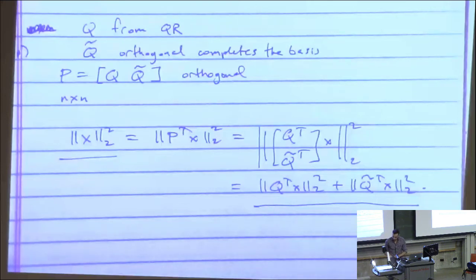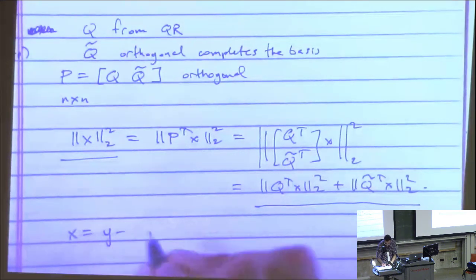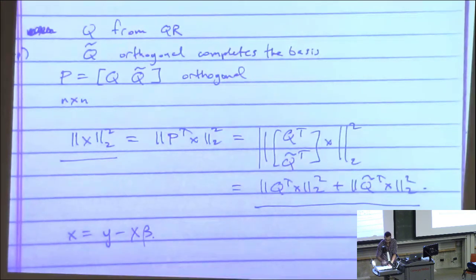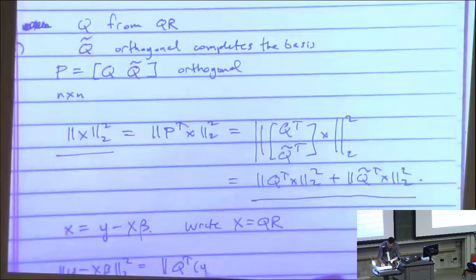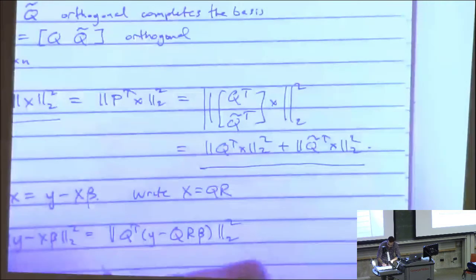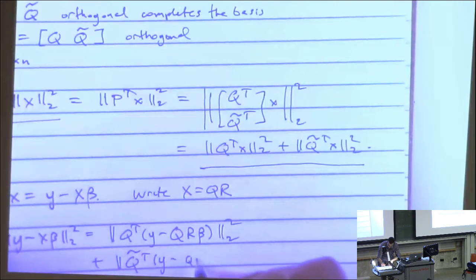So let's apply this now. Apply this to x equals y minus x beta, and write x equals QR as a QR decomposition. Then I can write the criterion of the least squares problem as the norm of Q transpose y minus, substituting in QR for x, QR beta squared, plus the norm of Q tilde transpose y minus QR beta squared.